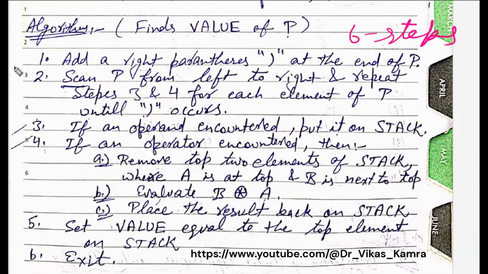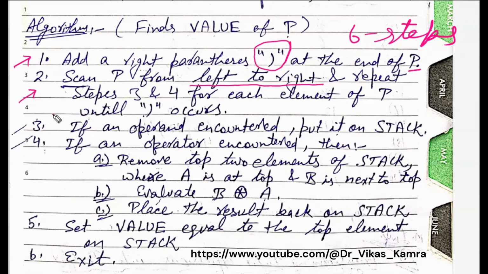The very first step of this algorithm is to add a right parenthesis, meaning a right bracket, at the end of the given postfix expression, because it works like a flag or sentinel character, which means the expression is finished once we are scanning the expression from left to right. Step 2 starts the scanning of the given expression. We need to scan the given postfix expression from left to right, one element at a time.